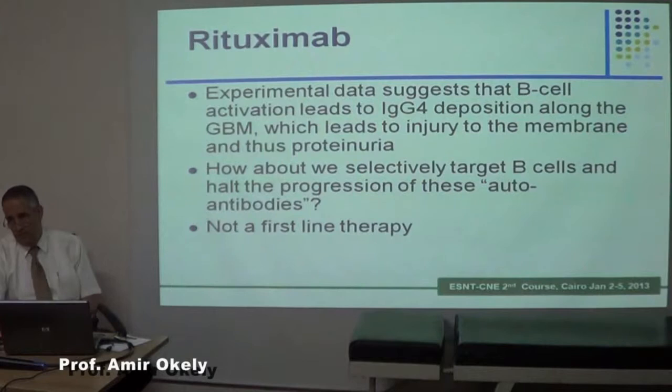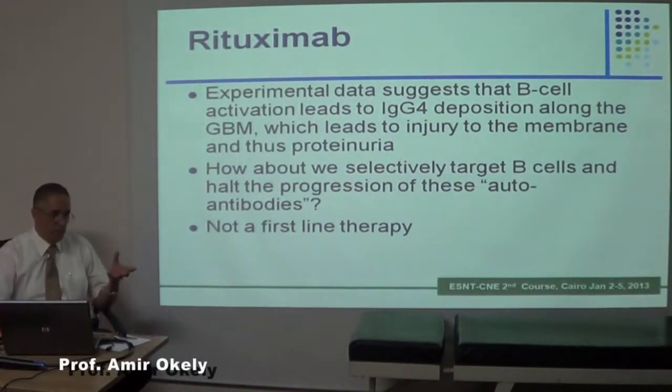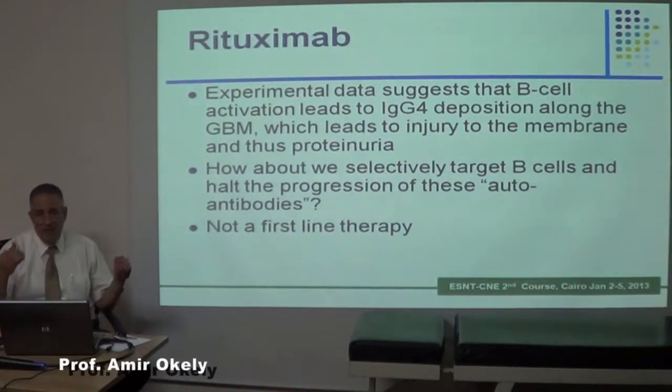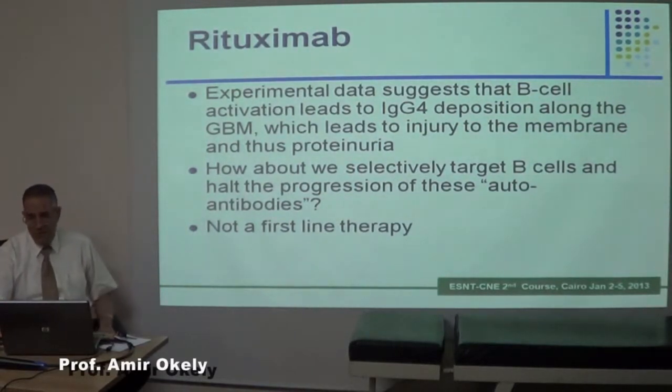What about rituximab? It is an expensive drug, but we usually meet a lot of patients with membranous nephropathy not responding on either steroid with cyclophosphamide or steroid plus cyclosporin. There are some trials on rituximab. Experimental data suggests that B-cell activation leads to IgG4 deposition along the glomerular basement membrane, which leads to injury to the membrane and proteinuria.